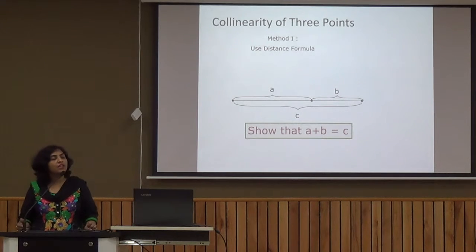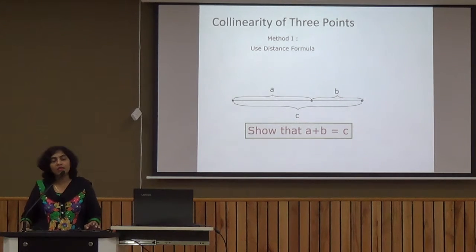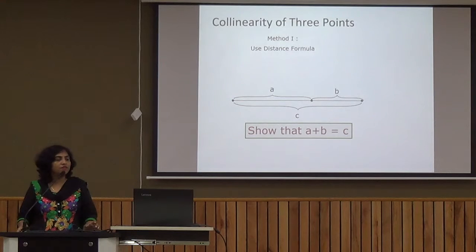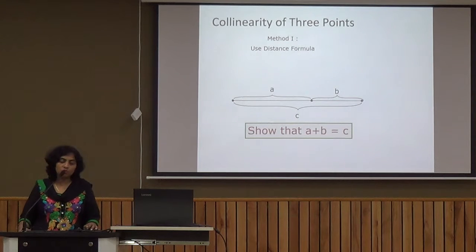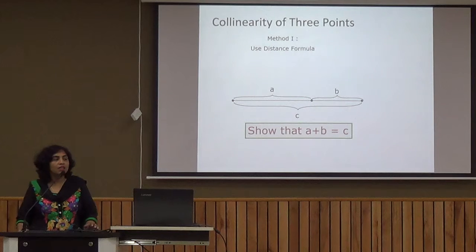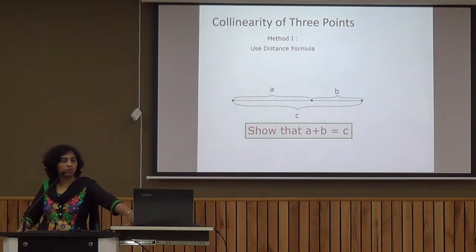Let's move to the next point, collinearity of 3 points. Now, collinearity of 3 points can be checked by two methods. The first method is the distance formula. If there are 3 coordinates and we find the lengths AB, BC and CA, taking 2 points at a time, and we are able to show that the sum of any two lengths is equal to the third length, then the points are collinear.